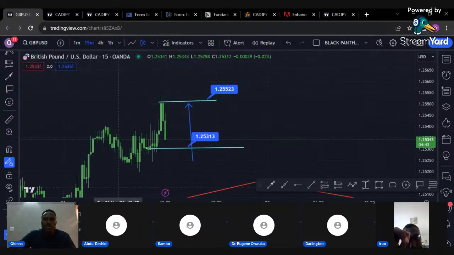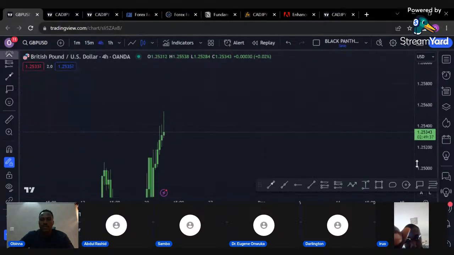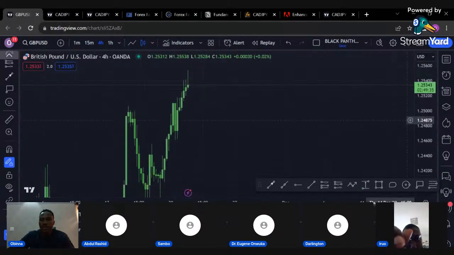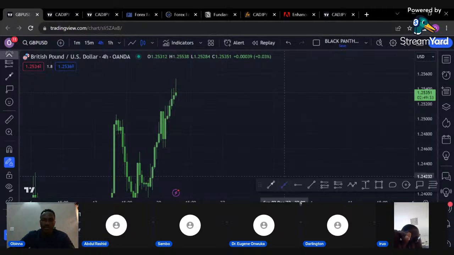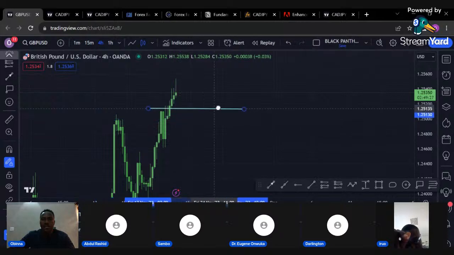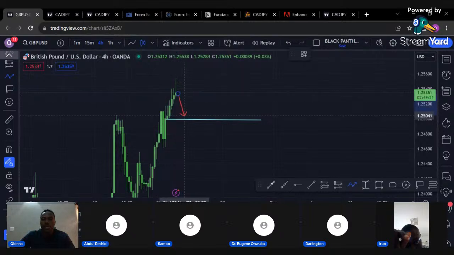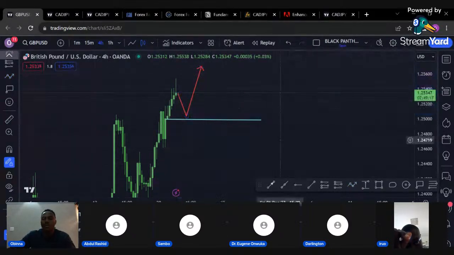So let me see the 4 hours. I think I explained the 4 hours as well. I was saying that on the 4 hours, this is clearly an uptrend. Price has broken this higher high, and this is a new higher low that has been established. So on the 4 hours, if you want to take this trade, you want price to pull back to this higher low for you to continue going up.